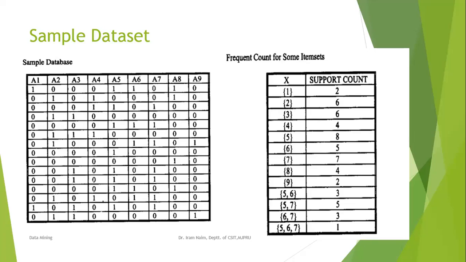क्वेश्चन ये है कि आपके T3 ट्रांजैक्शन में कौन कौन से आइटम प्रेजेंट होंगे। जैसे मैंने बताया कि आपकी एक रो एक ट्रांजैक्शन शो कर रही है। जहां पर 1 वैल्यू है वो आइटम कंसीडर होगा, जहां पे 0 है वो कंसीडर नहीं होगा। ट्रांजैक्शन 1 इज योर फर्स्ट रो। फर्स्ट रो में A1, A5, A6 और A8 पे 1 प्रेजेंट है। तो आइटम नंबर 1, 5, 6 and 8 are present in transaction 1.